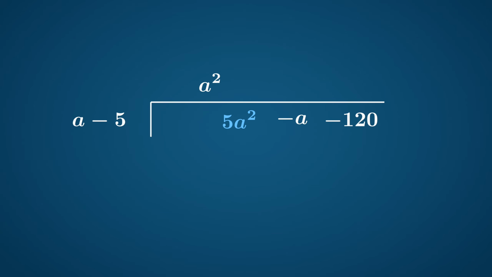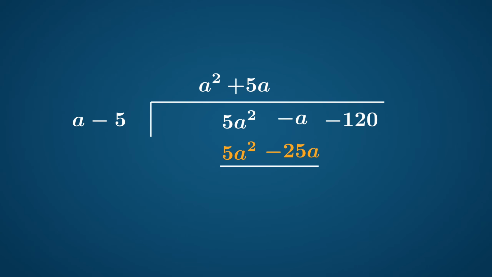We divide the first term, 5a squared, by the divisor term a. This division results in a positive 5a for our quotient. We write positive 5a at the top next to our a squared term. We multiply this 5a by the entire divisor, a minus 5. 5a times a gives us 5a squared for the first part of the product. 5a times negative 5 gives us negative 25a.